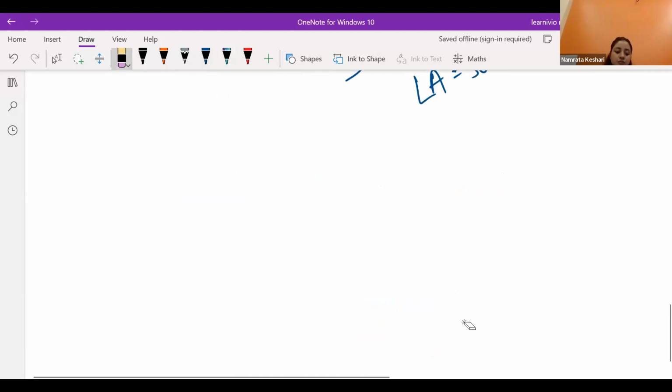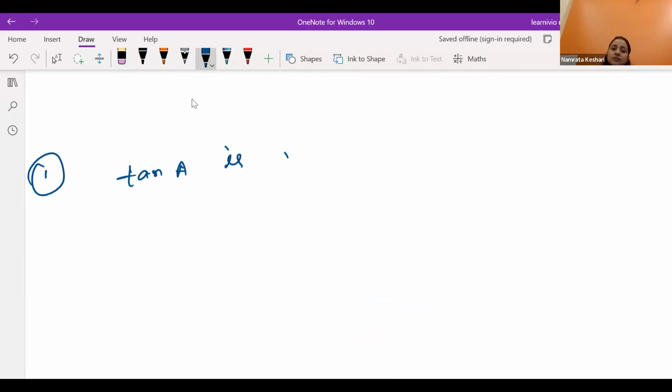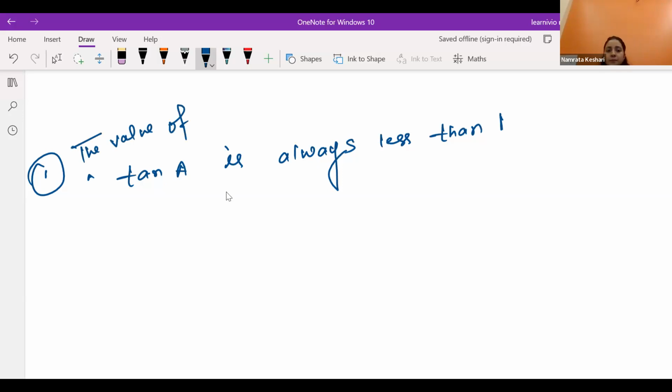Now, a few true false questions are there. The first question is, I'm not writing the complete statement, or you can see in your book, that tan A is always less than 1. The value of tan A is always less than 1. Now, is the statement true or false? What's your opinion? False. It is false. Let's check it.